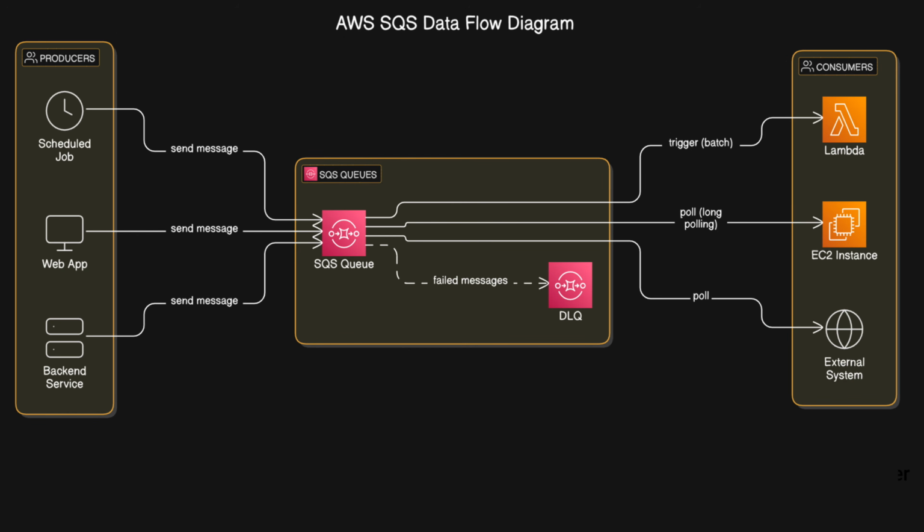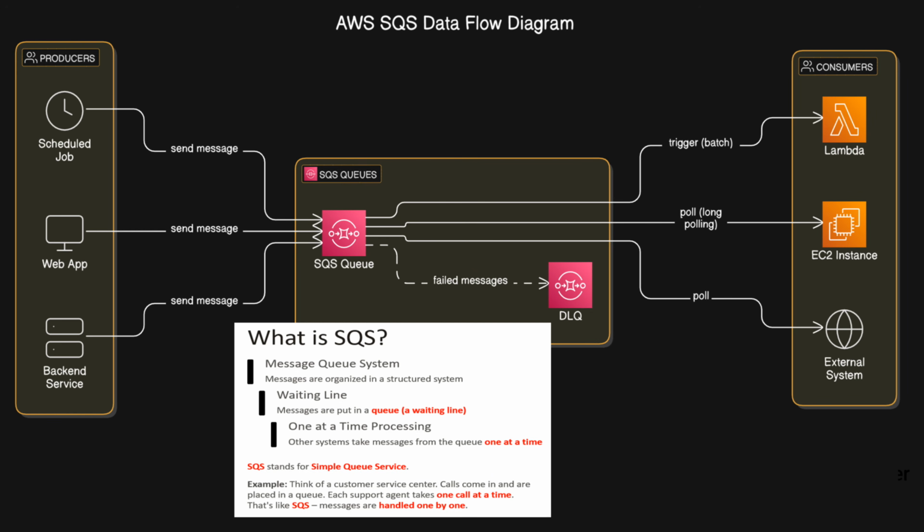Here you can see the AWS SQS data flow diagram. In this diagram, there are three participants: producers, SQS queue, and consumers. Producers send a message to the SQS queue, and consumers consume messages from the SQS queue one by one.